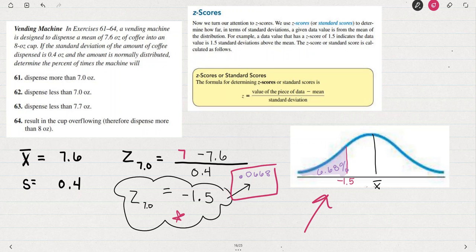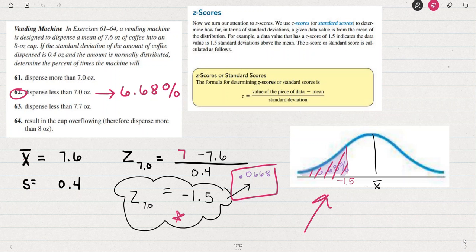Now I can answer some questions. I'm going to go out of order and start with number 62, dispense less than 7 ounces, because I've already calculated the answer to that question. Less than 7 ounces would be this percent we already found, and it looks like that happens 6 68/100ths% of the time, or 6.68% of the times that the machine is used. It's going to give the customer less than 7 ounces.